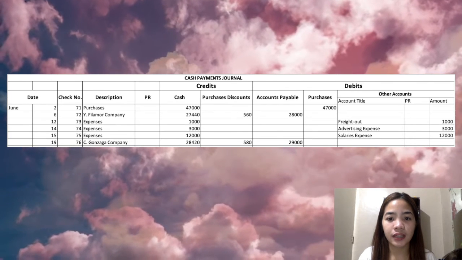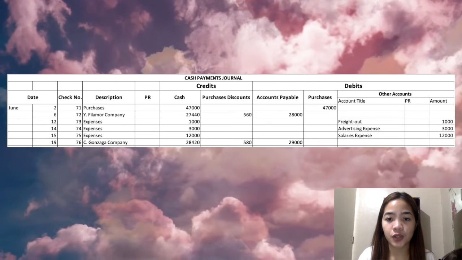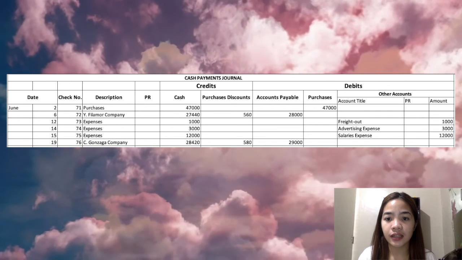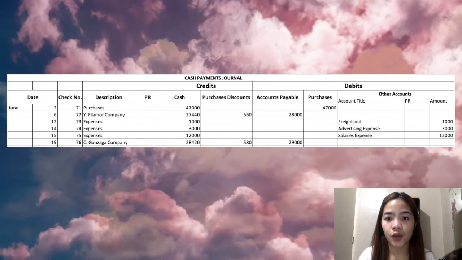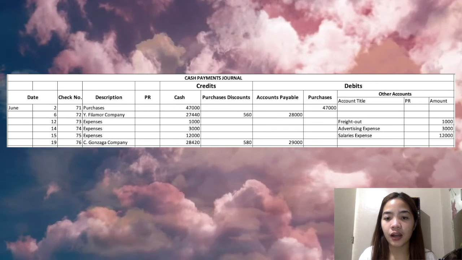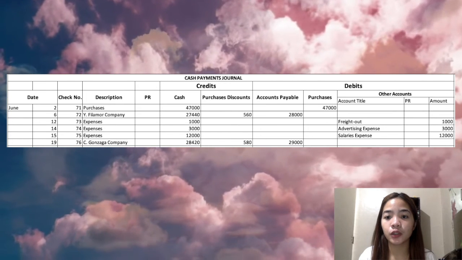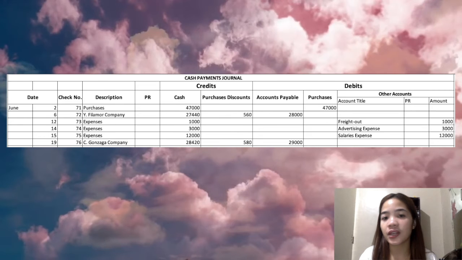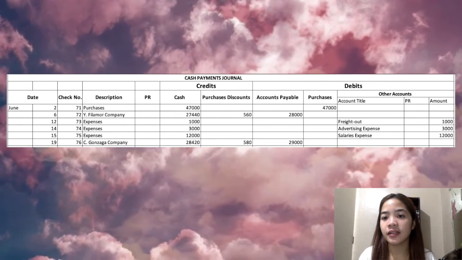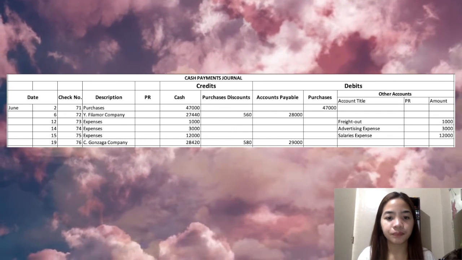June 19, and then the check number is 76. We have a description, C. Gonzaga Company, and ang credits natin, cash 28,420 and purchases discounts of 580. Ang 580, kinuha natin sa total na accounts payable, 29,000. Ang 580 is ang 2% ng 29,000. And then sa debit, may accounts payable tayo na 29,000.